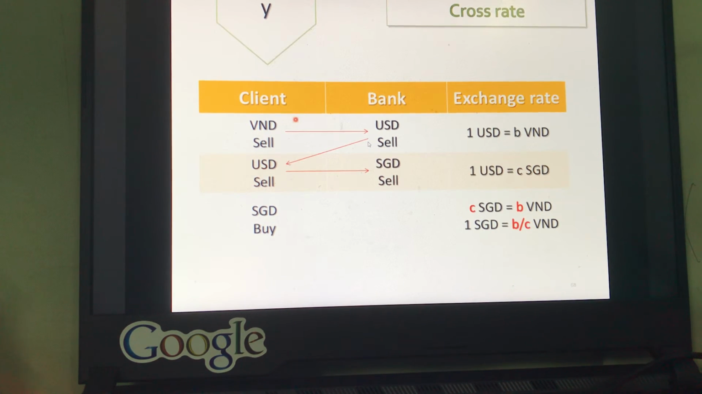So we have 1 USD equals C SGD, and finally, the client holds SGD in hand, and we have the exchange rate 1 USD equal to B VND, and also 1 USD equal to C SGD. Put them together, we have 1 SGD equal to B divided by C VND. So that's the way we compute the offer rate for the first case.